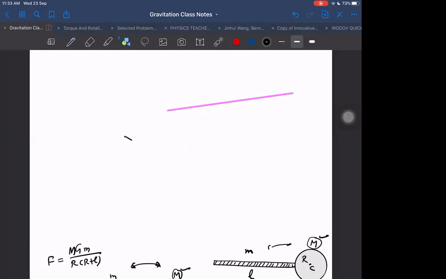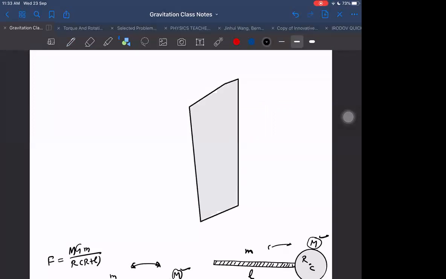If I do that, let me try to make a rectangle first. Wait. Let me finish first. Please don't say anything. Don't start saying in between. Sorry.